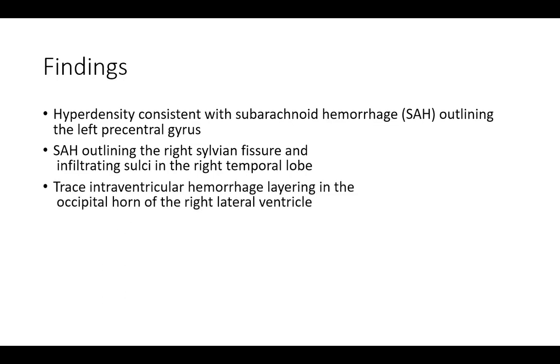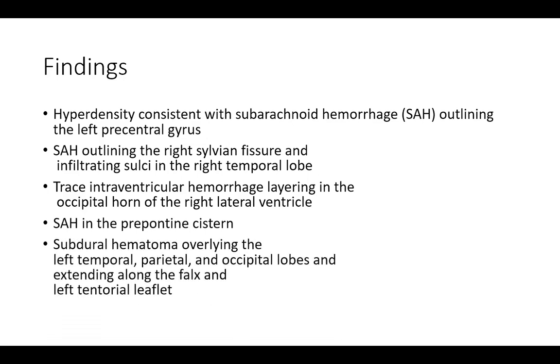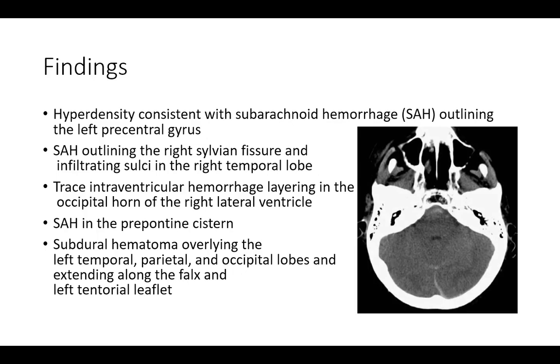There are also some traces of intraventricular hemorrhage, seen layering in the occipital horn of the right lateral ventricle. There is also some subarachnoid hemorrhage in the prepontine cistern, and there is a subdural hematoma overlying the left temporal, parietal and occipital lobes extending along the falx and left tentorial leaflet, as we can see here. This is a case of subarachnoid hemorrhage associated with some subdural hemorrhage.